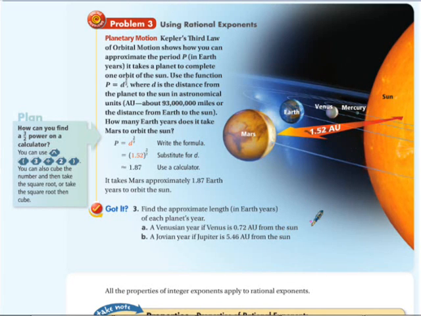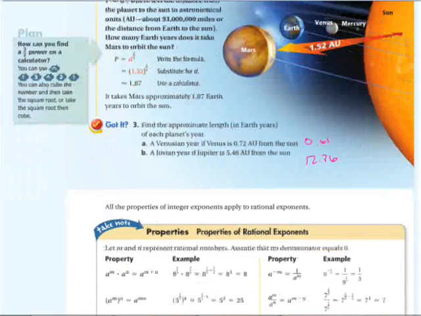All right, you've unpaused. Hopefully for Venus, you know that it's less because it's closer, so hopefully you got 0.61. And then Jupiter's much more, it's 12.76. Okay, 12.76 Earth years to orbit the Sun there. All right? Let's take a look down here.